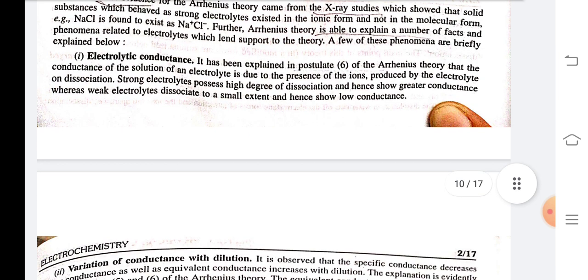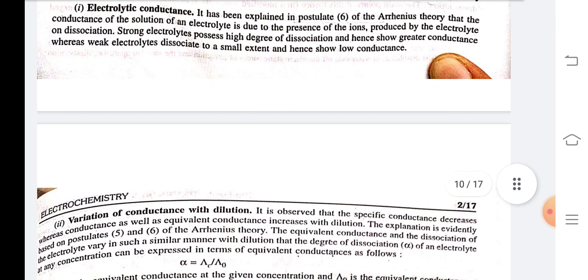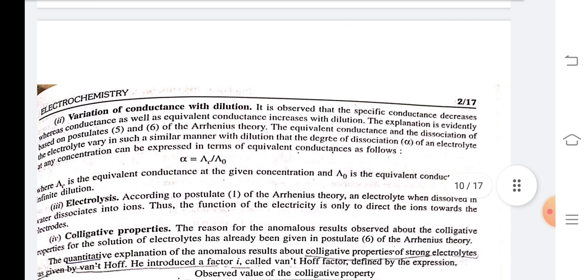1. Electrolytic conductance. It has been explained in postulate 6 of the Arrhenius theory that the conductance of the solution of an electrolyte is due to the presence of the ions produced by the electrolyte on dissociation. A strong electrolyte possesses a high degree of dissociation and hence shows greater conductance, whereas a weak electrolyte dissociates to a small extent and hence shows low conductance.